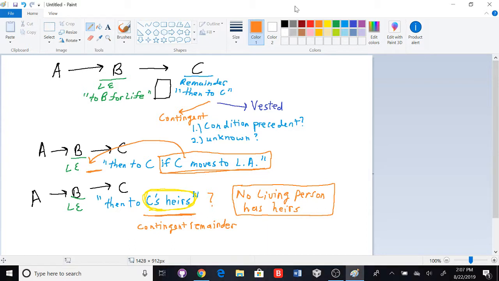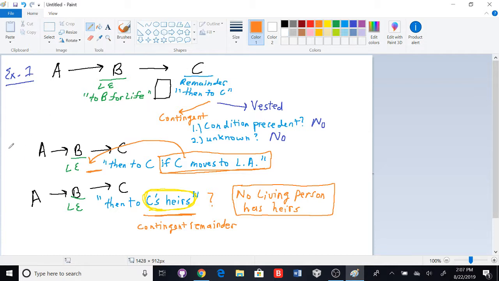So if you look at these examples, I'm going to say this first one is example 1, and I'm going to put it in purple because it's a vested remainder. Why? There's no condition precedent, so I'm going to say no. And nothing's unknown. To B for life, then to C. Vested, boom. C gets it as soon as B dies.